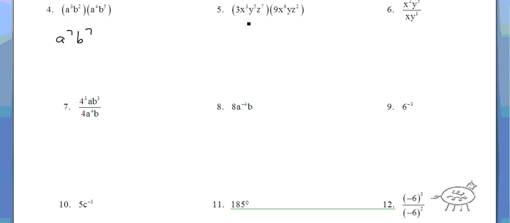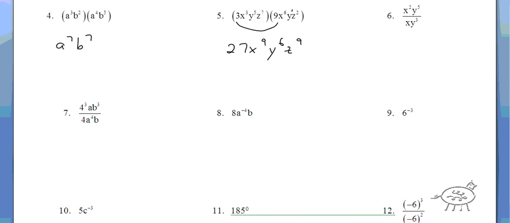Okay, number 5. Remember, you multiply the 3 and the 9 together. Okay, there's no exponents there. So 3 times 9 is 27. X to the 3rd times x to the 6th is x to the 9th. Y, remember that's y to the 1st. So it's y to the 5th times y to the 1st is y to the 6th. And then z to the 9th. All right.